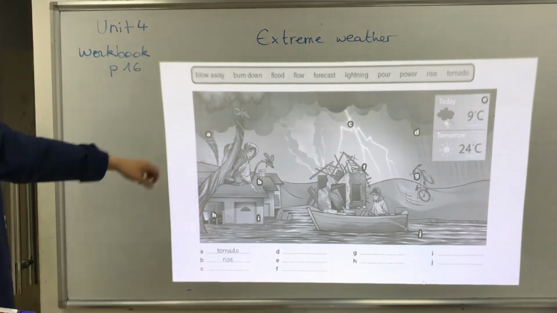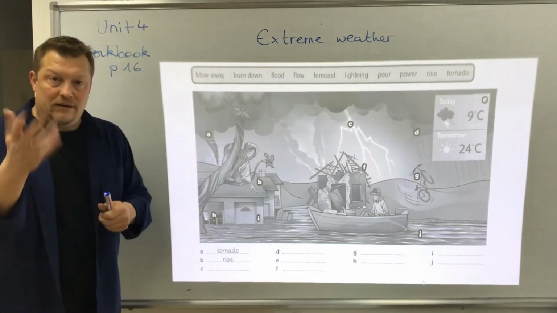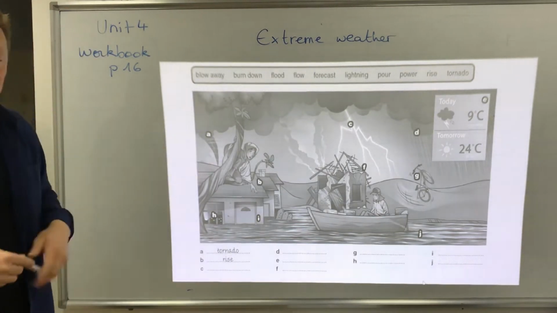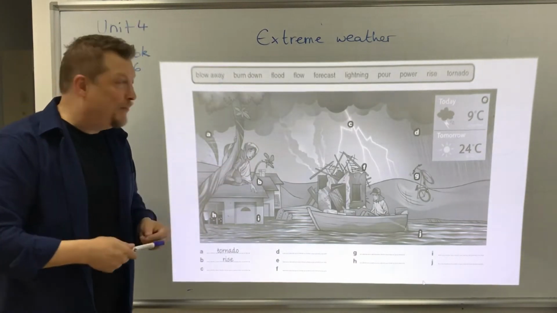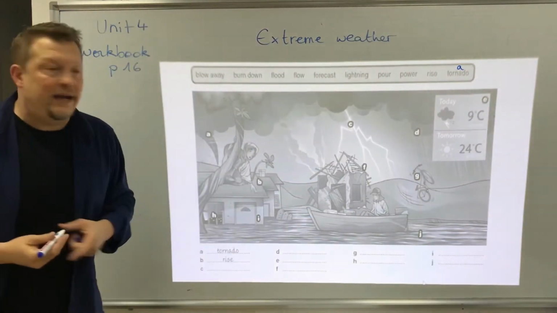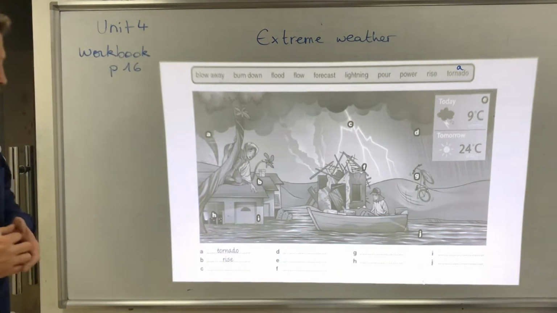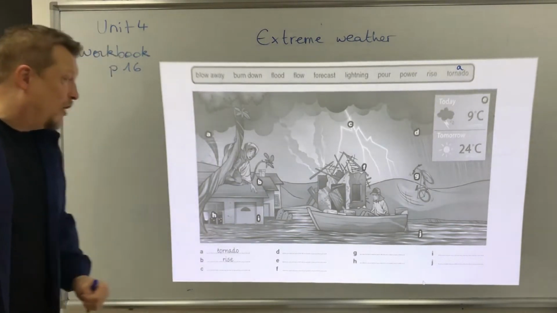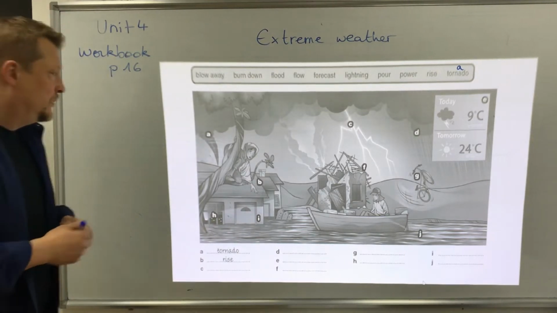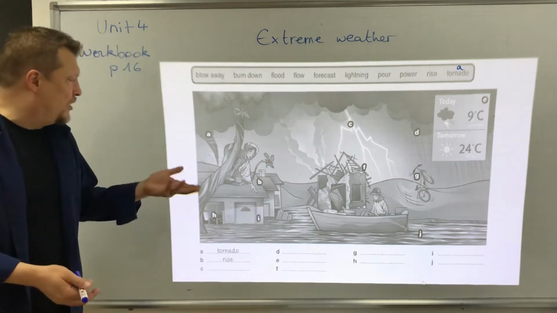Let's go by letter. What is letter A? You can see it in the background there. It's that part of the storm, this wind and sand and water that comes together. What is this called? It's a tornado, yeah? So tornado is A, it's written here. Now letter B here. It says rise, okay? Now what is rising here? Well, it's the level of the water, isn't it? So this one is rise.